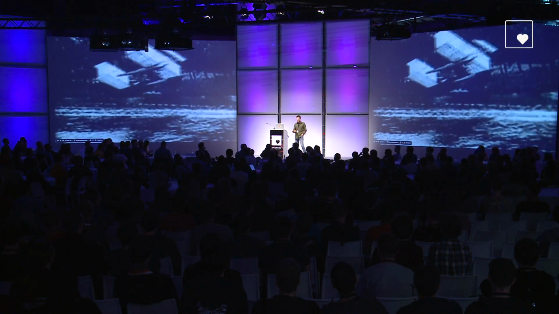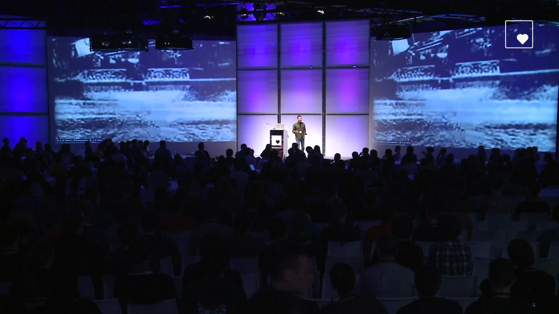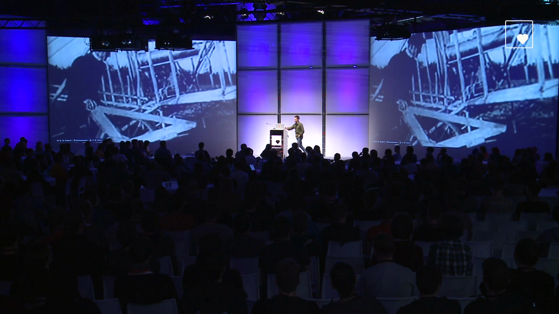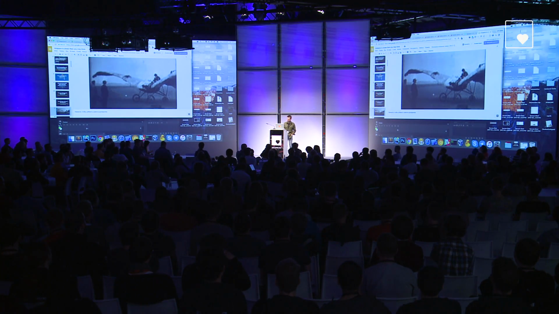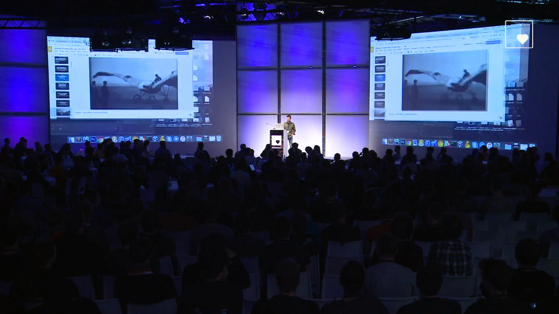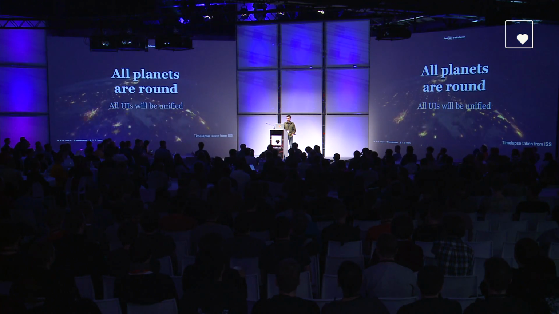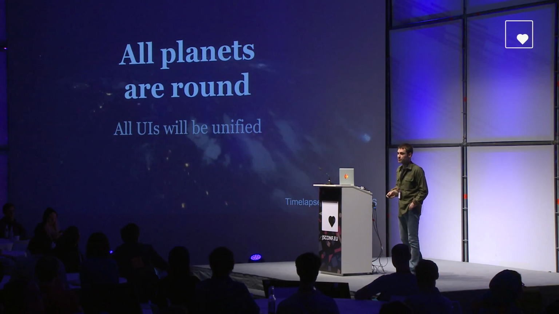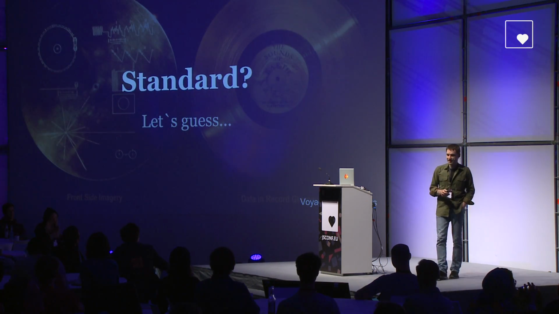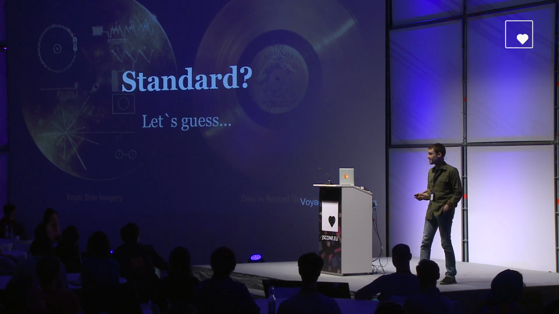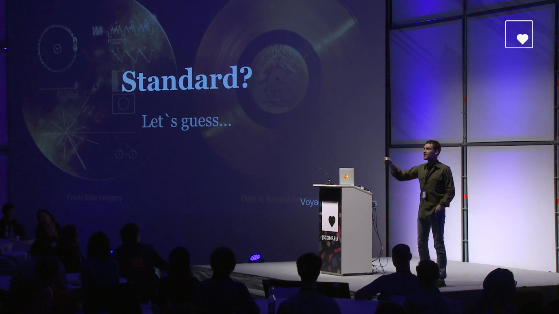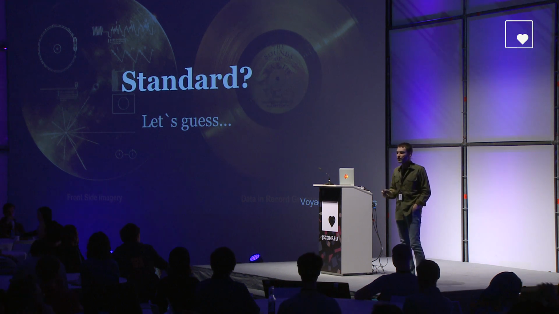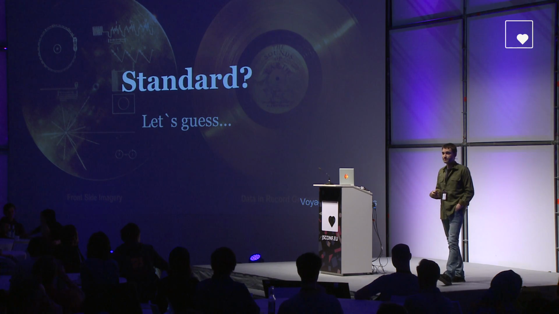So yes, as I said, once we start something, we try all kinds of different solutions, but then only the best survive, and the same works for software engineering, for any kind of engineering. So all planets around, the laws of physics are constant everywhere, and all UIs are going to be unified. And what is going to be the standard for UIs? Let's guess. I want it, you want it, everybody wants it. It's going to be the web platform. We all believe it. That's why we're here together at this conference.